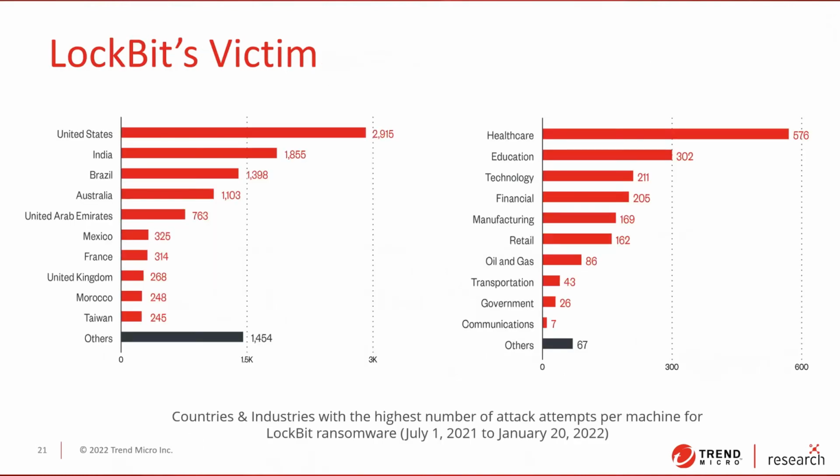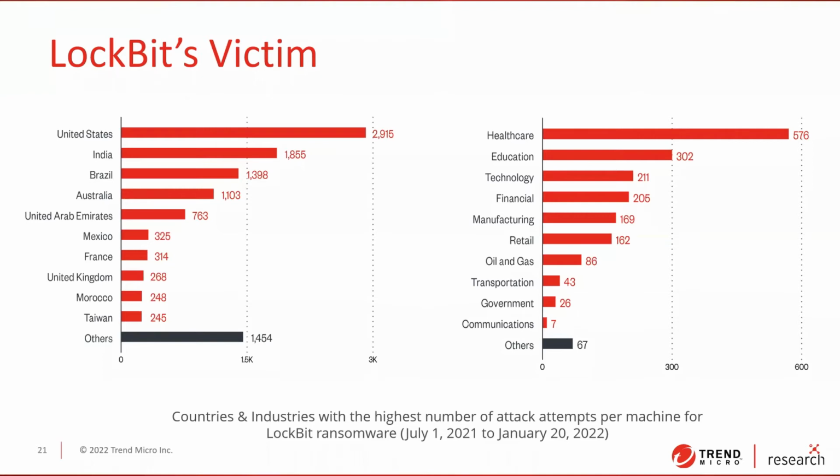When you look at their victims, you can see here, United States was by far the biggest victim group. And this comes from our detection capabilities across our customer base. So these are detections, they're not necessarily infections, but it gives us a good idea of where they're targeting and who they're targeting. So you can see United States, India, Brazil, Australia, it's all over the world. This group targets victims everywhere.